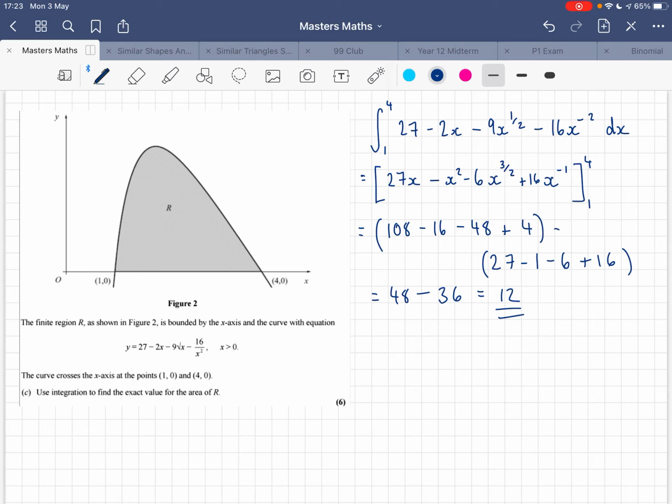When it's bounded by the x-axis, it becomes a little bit more difficult if it's the area between a curve and a line or between two curves, but that's area between the x-axis and a curve. Lovely, nice and easy. The next video we're going to look at will have where we've got some negative areas as well and how we deal with that.